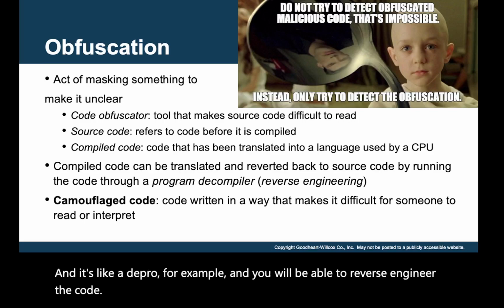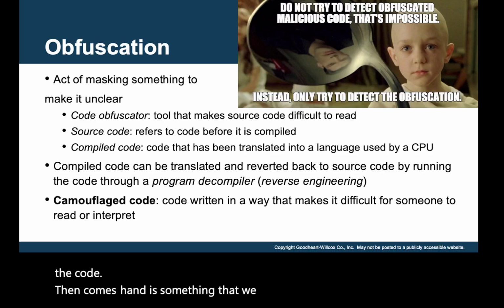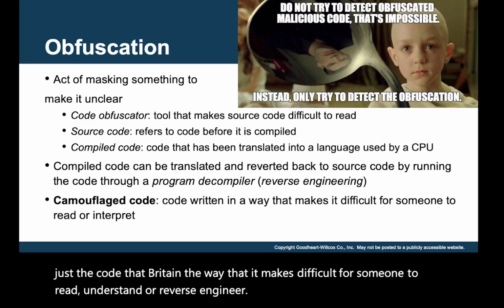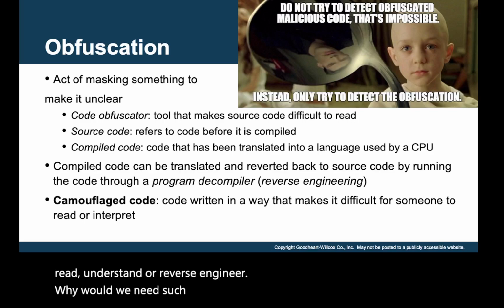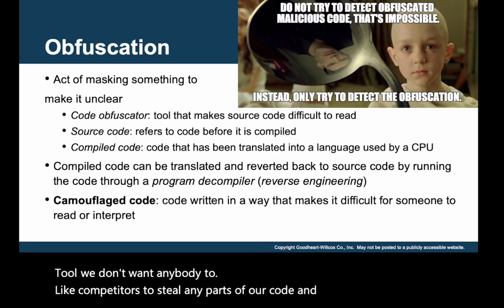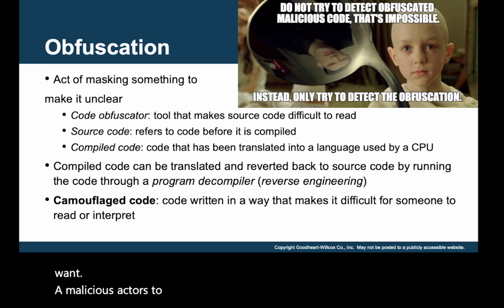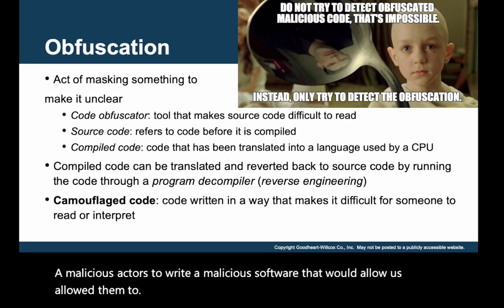Then comes in handy something that we would call camouflage code. It is just code that is written in a way that makes it difficult for someone to read, understand, or reverse engineer. Why would we need such a tool? We don't want anybody, like competitors, to steal any parts of our code and reuse them, or we don't want malicious actors to write malicious software that would allow them to attack our application.